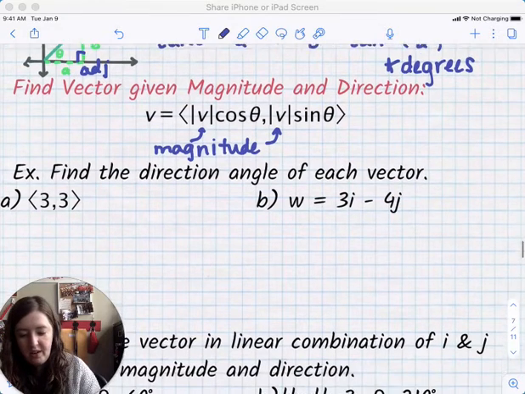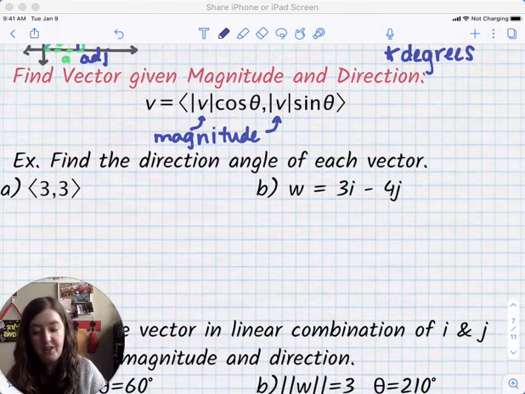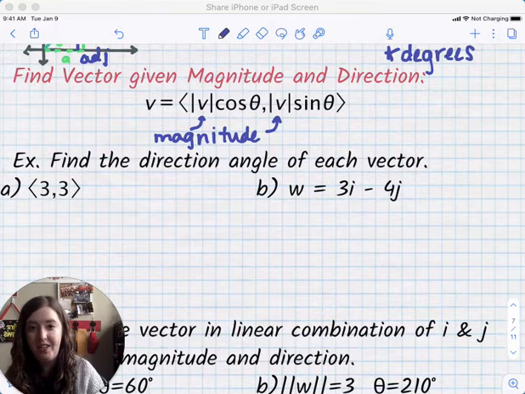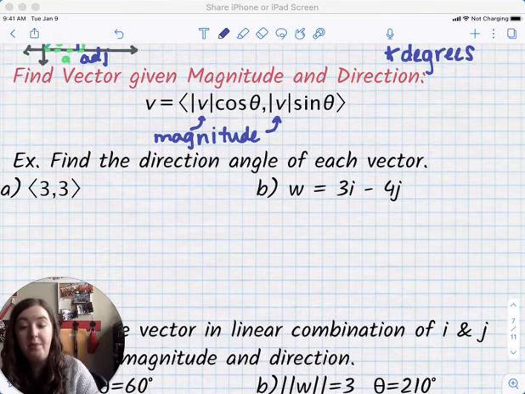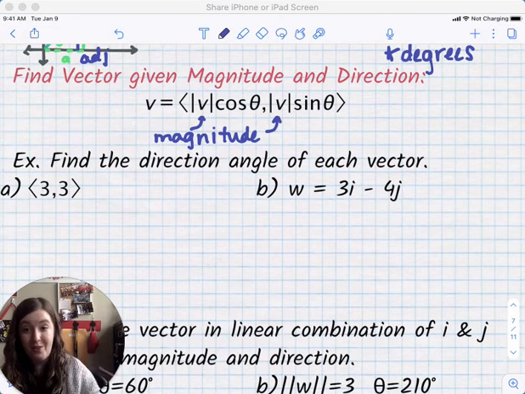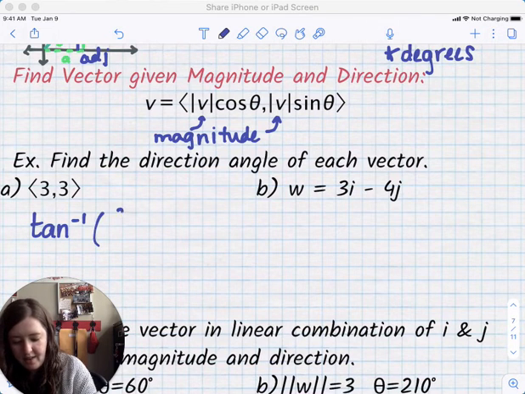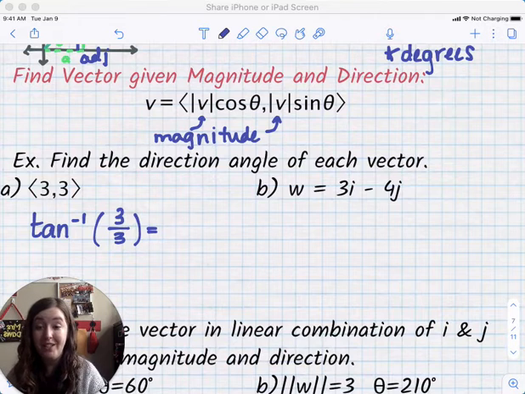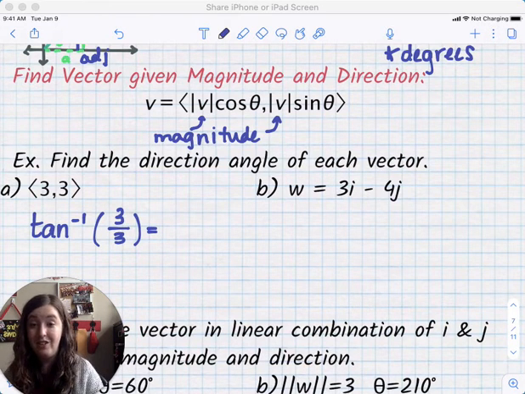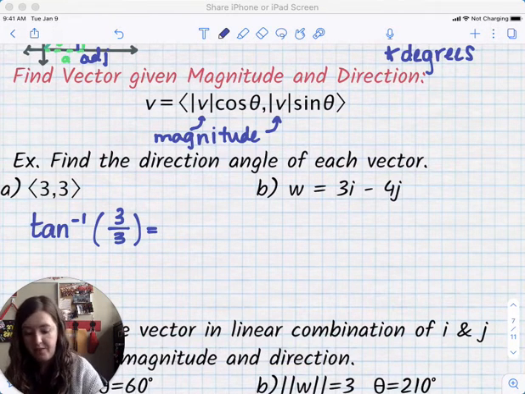So here we go. We want to find the direction angle for each of these vectors. If I'm looking at the vector 3, 3, over 3 up 3, what's the angle there? Just looking at an equation, the inverse tangent of 3 over 3, or the inverse tangent of 1, where's tangent equal to 1? At 45 degrees.